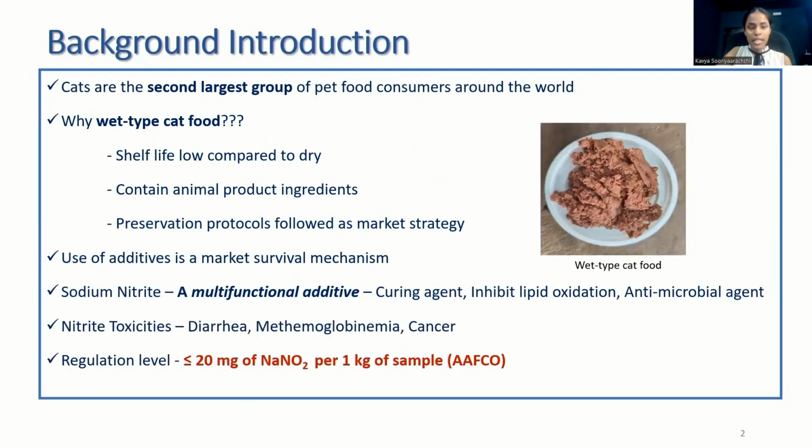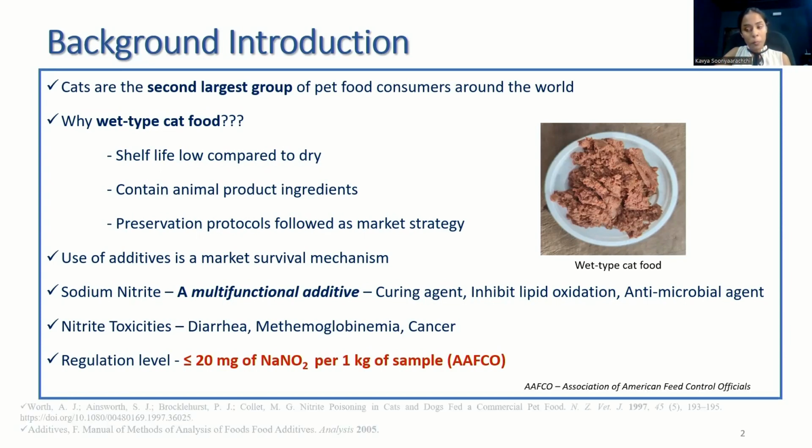But we should know that if we exceed the addition limit of 20 milligrams of sodium nitrite per 1 kilogram of sample, as according to the FCO, they can cause numerous ill effects such as methemoglobinemia, cancer, and diarrhea in cats.